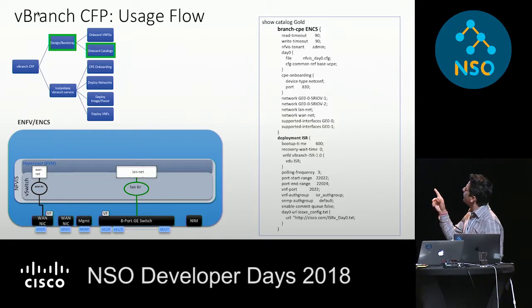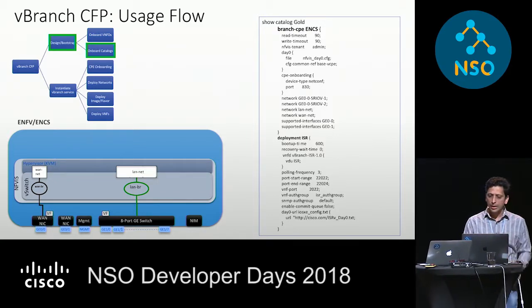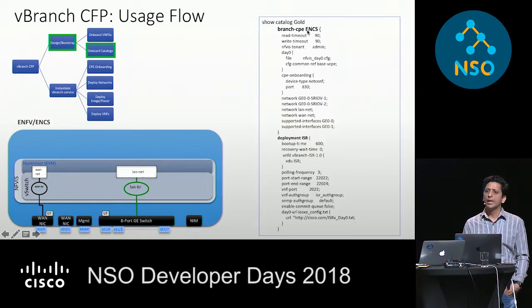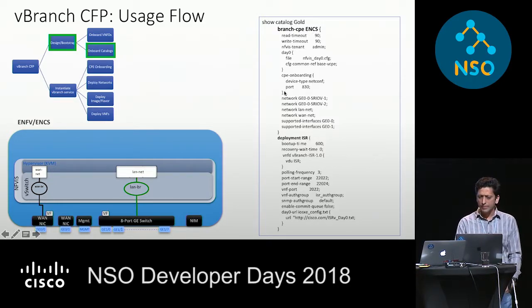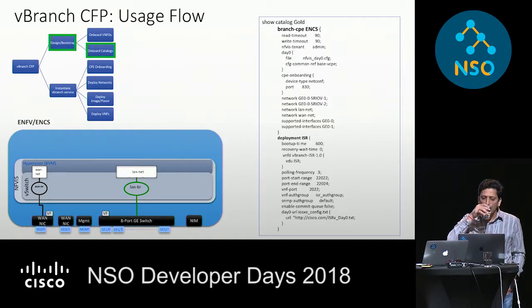The next set of configuration data that's bootstrapped is the catalog, and it covers the ENCS profile, which is representing a type, the pre-existing networks, the day 0 that we desire to push via PNP. And it also covers the onboarding for the CPE.